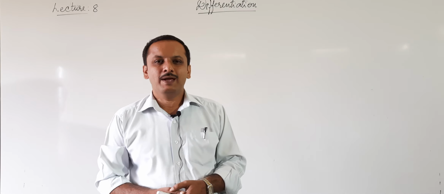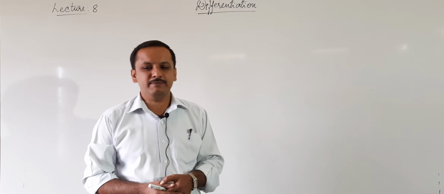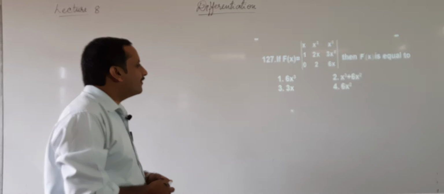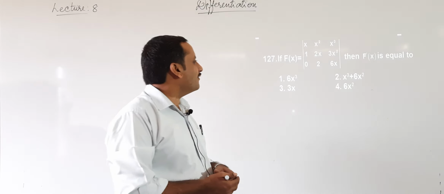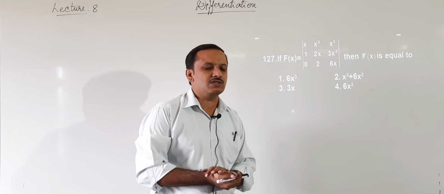Dear students, let's continue from where we left in the last class. Let's have a look at question number 127. If f of x is equal to, they have given this determinant, then what is f dash of x?